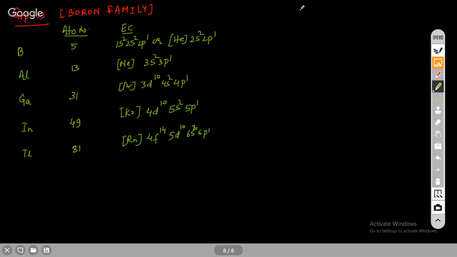So the general electronic configuration here will be ns2 np1. Okay. So quickly I'll go through the trends that we have. First of all, the atomic radius.